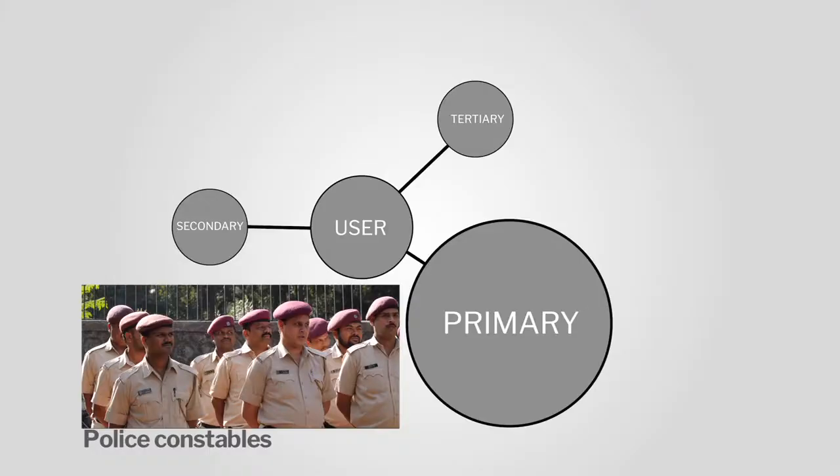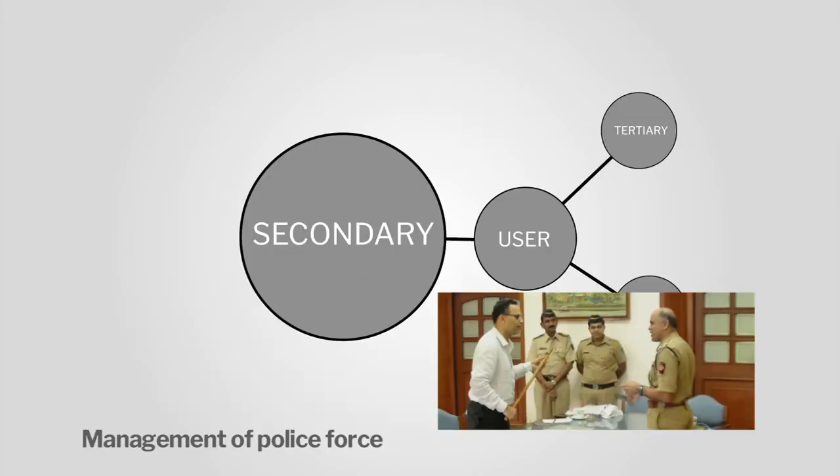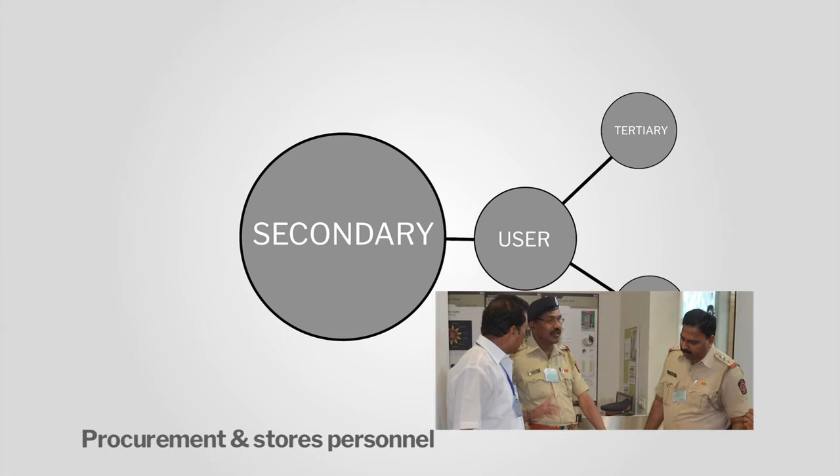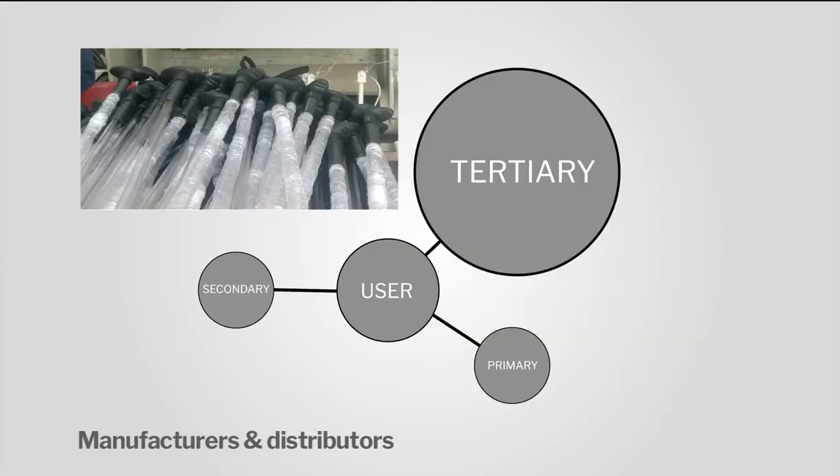This underlines how any attempted design without adequate understanding of a user group in its context is likely to be unsuccessful. In this case, the primary users were the police constables. The secondary users were the police commissioner and the people in the procurement and stores departments. The tertiary users were the manufacturers and distributors of the seat who would have their own requirements like storage and dispensing. So what did you have to study?